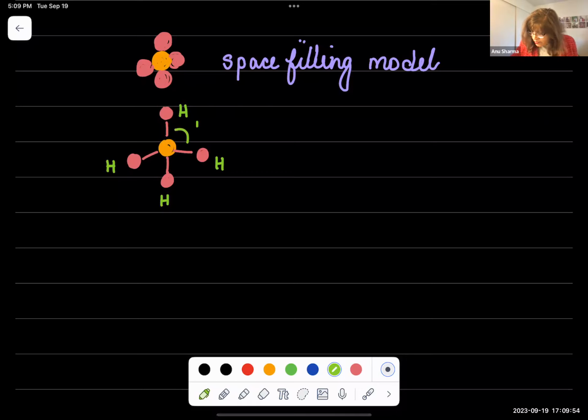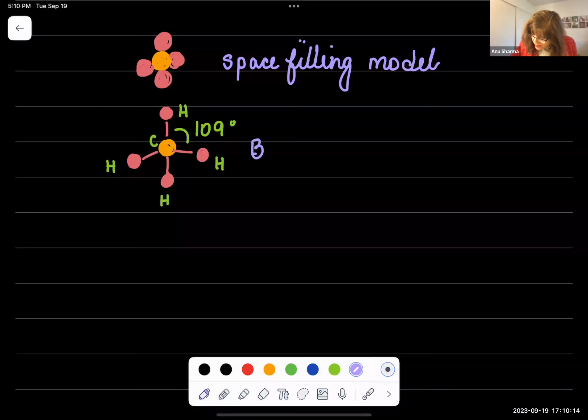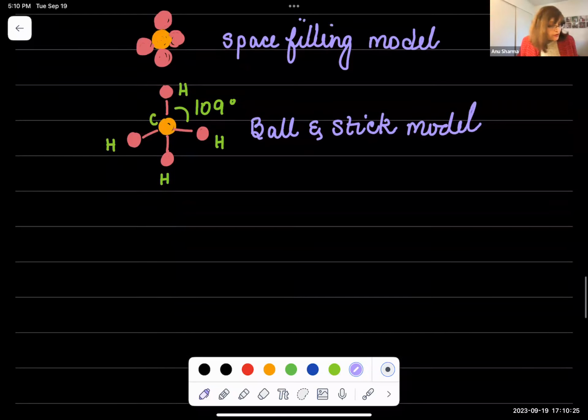109 degrees, and that's the angle at which the hydrogens and the carbon, the middle one, are located. So this is called the ball and stick model. Okay, so we have this scenario.